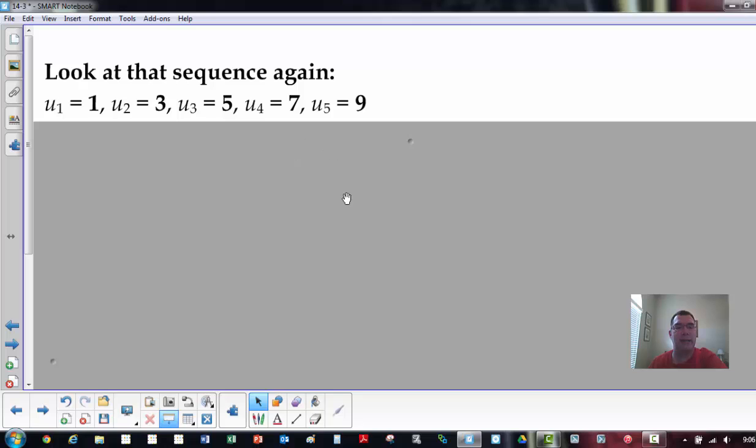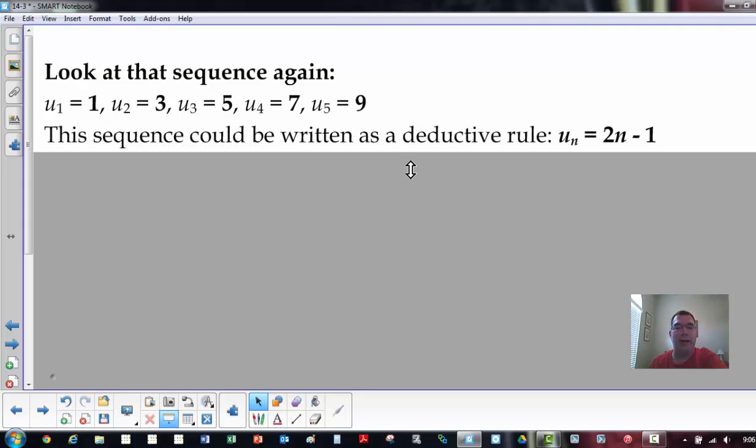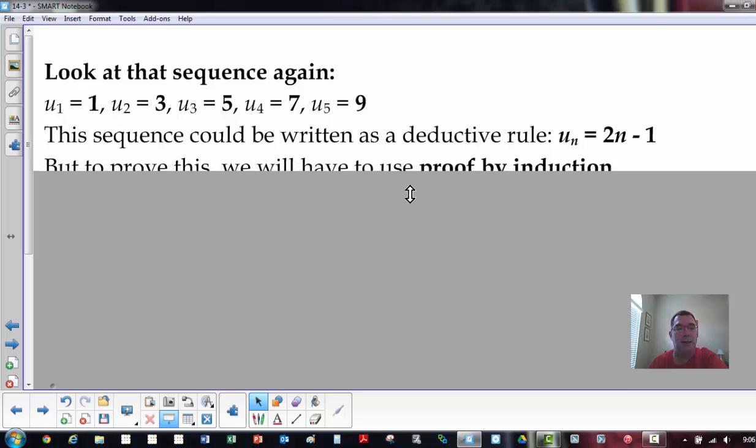Okay, so let's look at that sequence again. It went 1, 3, 5, 7, 9. Well, that's a pattern I already know. So I could write it as the nth term is equal to 2 times n minus 1, meaning that the first term is 2 times 1 minus 1. The second term is 2 times 2 minus 1, and so on, and I would get the exact same sequence. So that's my guess as to what the rule is, and it's a pretty good guess.